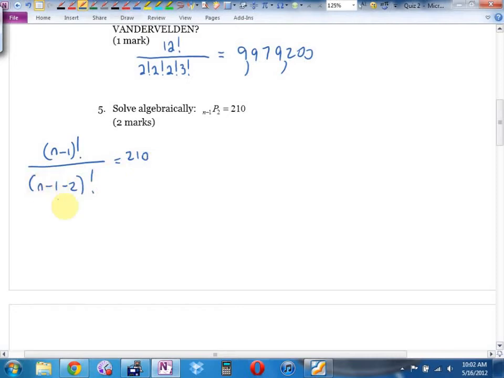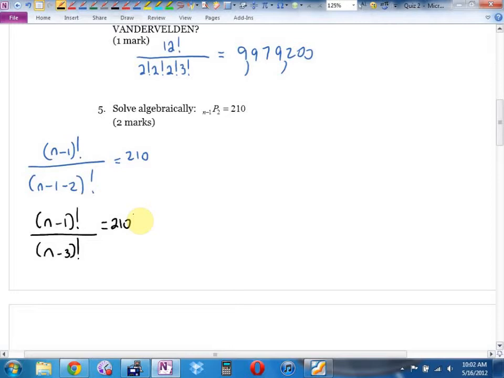I can tidy up the bottom. What is n minus 1 minus 2 really? Yeah, I can rewrite this as n minus 1 factorial all over n minus 3 factorial equals 210. Can I just cancel out the exclamation points? No. What I have to do is expand one of these until I find the bottom or the top term in the term that I'm expanding. Which one do I expand?